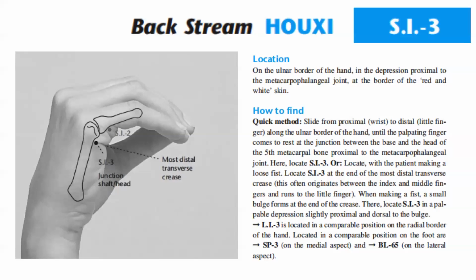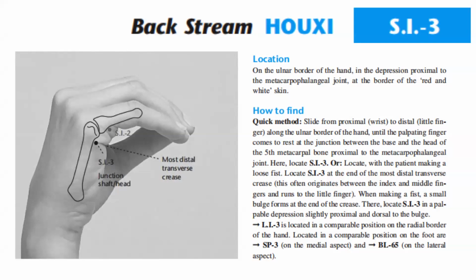SI3 is located on the ulnar border of the hand in the depression proximal to the metacarpophalangeal joint at the border of the red and white skin. How to find? We have the quick method: slide from the proximal to distal along the ulnar border of the hand until the palpating finger comes to rest at the junction between the base and the head of the fifth metacarpal bone, proximal to the metacarpophalangeal joint.